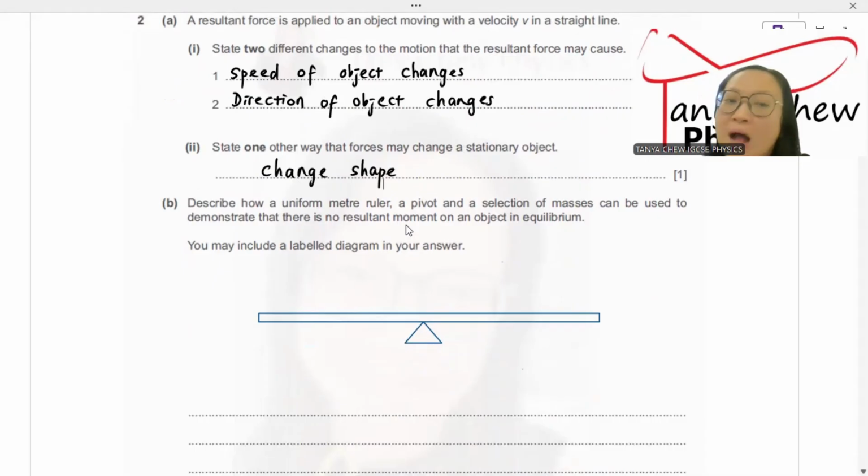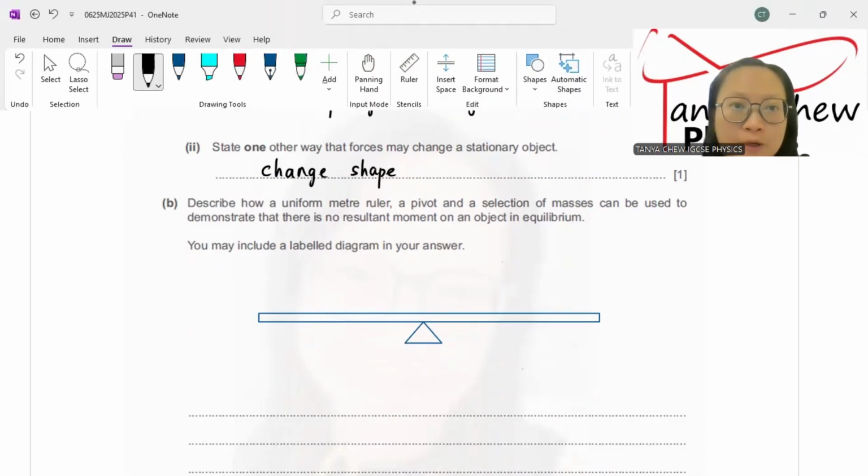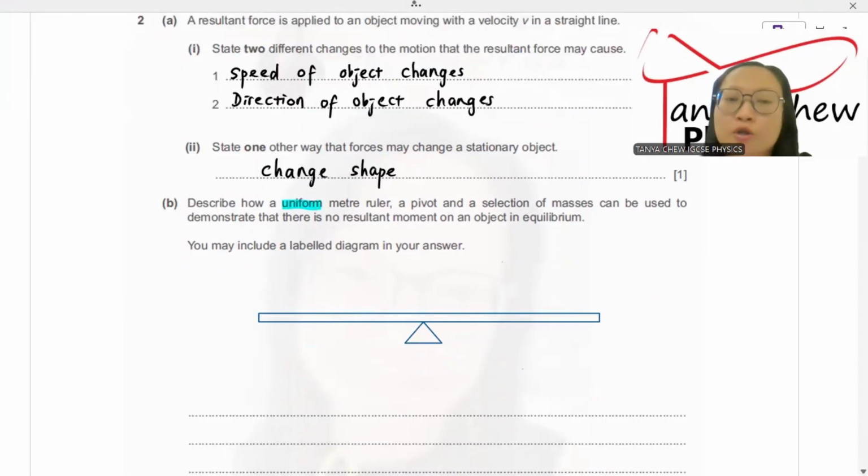Now, B, describe how a uniform... remember, when you see this word uniform, let me explain a little bit. Uniform meter rule. You definitely know that you have seen a meter rule before in your lab. When the question mentions it is a uniform meter rule, bear this in mind: the center of gravity of the meter rule must act at the 50 cm mark, or at the center of the whole length of the meter rule.